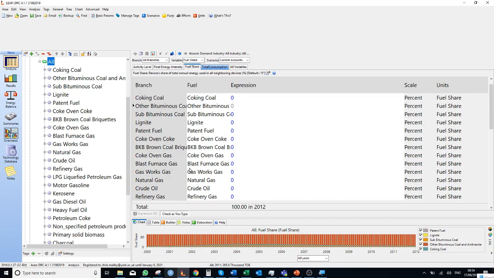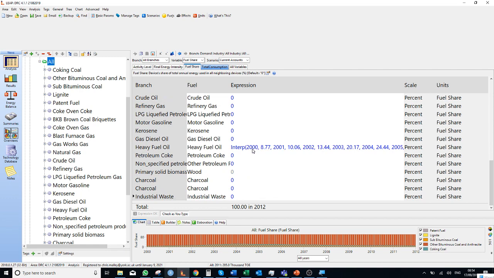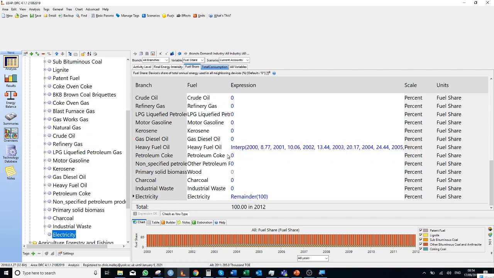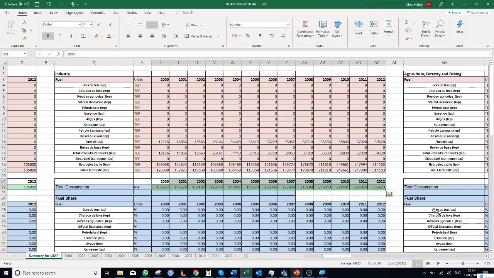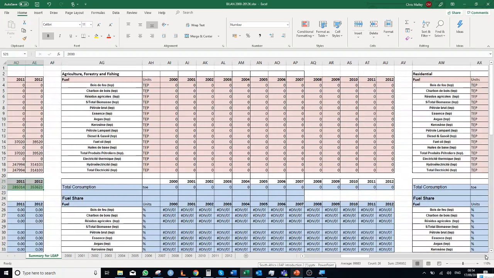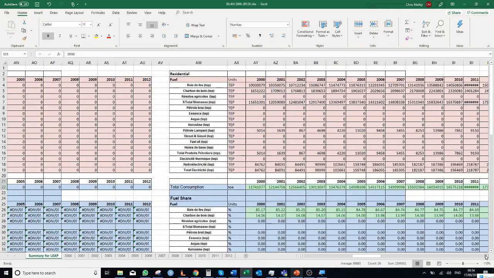And then the fuel share. If I scroll down, I've just copied in the value for heavy fuel oil, and it's created this Interp function here. I copied these percentages with the years and pasted them into LEAP like I did for the total consumption to give me my fuel share for heavy fuel oil, and the rest electricity. Agriculture, forestry and fishing, no data.